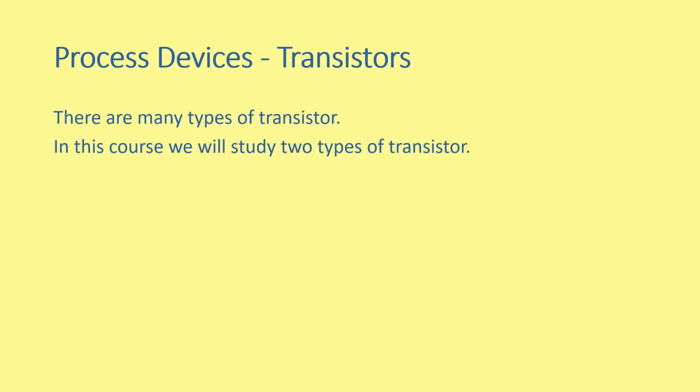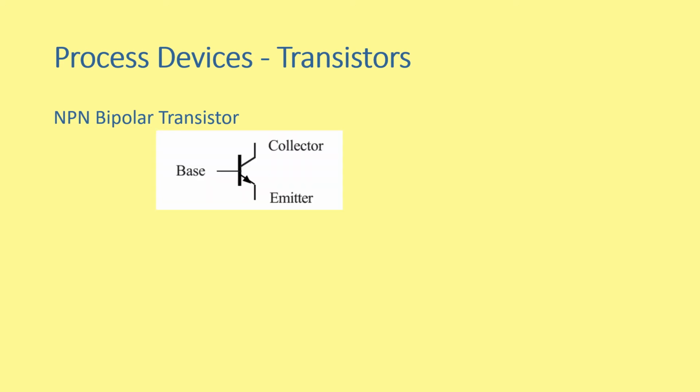Process devices, transistors. There are many different types of transistor, and in this course we will study 2 different types. We have an NPN bipolar transistor, which looks like this, with the base on the left, collector on the top right, and emitter on the bottom right. We also have a MOSFET. We have a gate on the left, a drain up at the top right, and a source down at the bottom right.